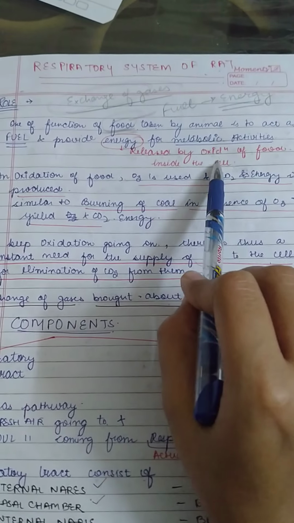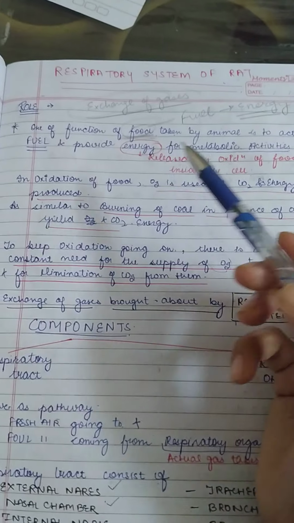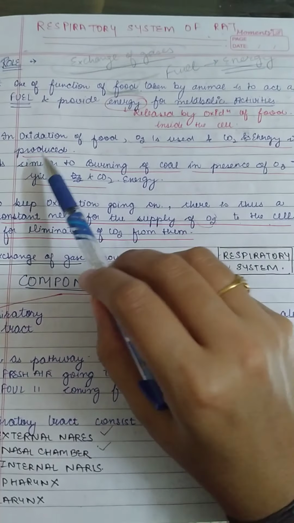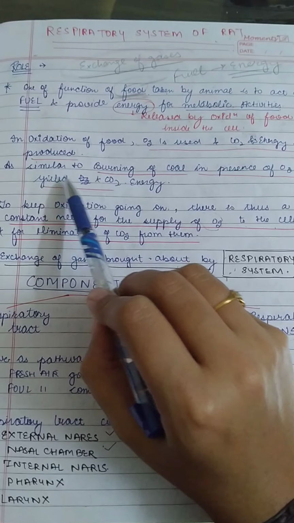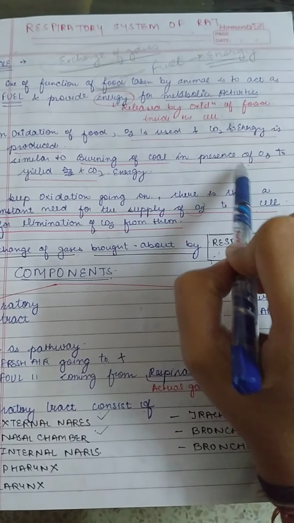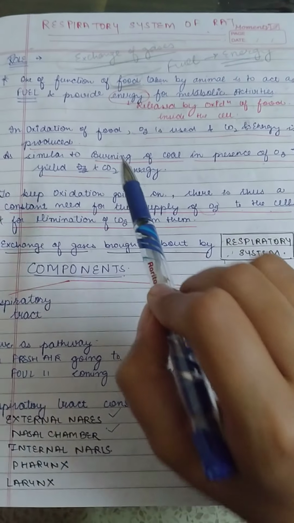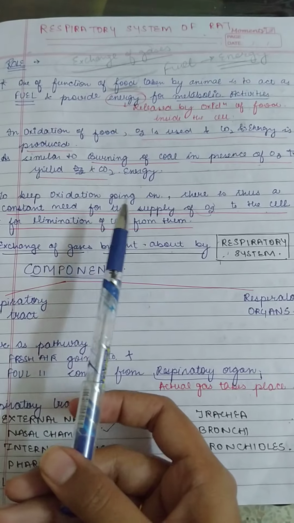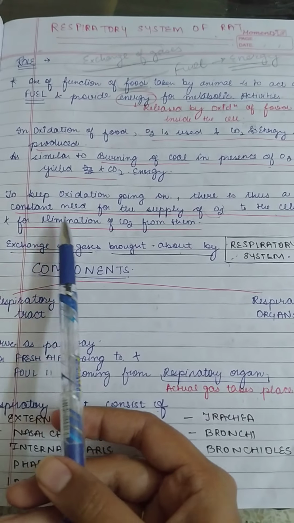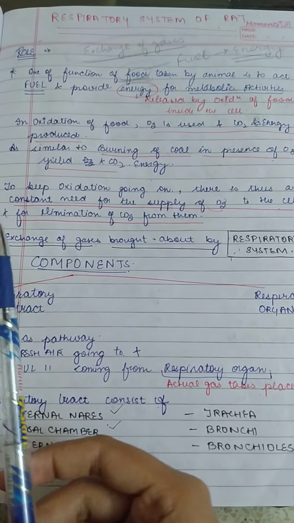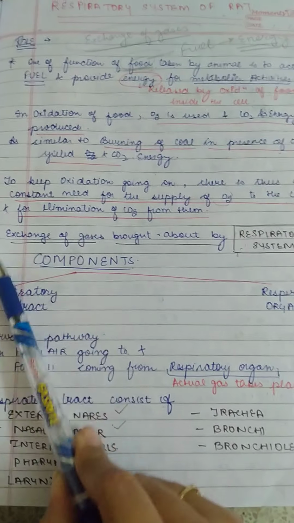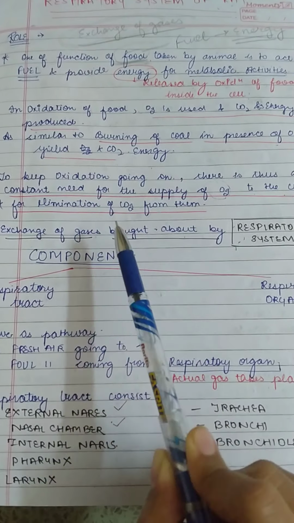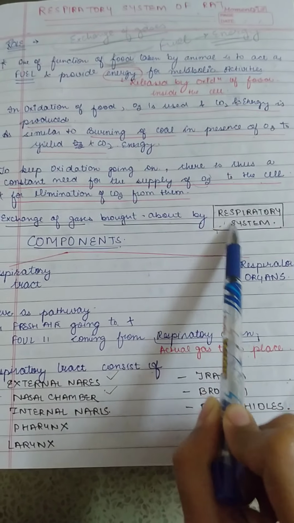Energy is released by the oxidation of food inside the cells. Similarly, in oxidation of food, oxygen is used and carbon dioxide and energy is released, as in the burning of coal in presence of oxygen to yield carbon dioxide and energy. To keep the oxidation going on, there is thus a constant need for the supply of oxygen to the cell and for elimination of carbon dioxide from them. Hence, exchange of gases, that is supply of oxygen and elimination of carbon dioxide, is brought about by the respiratory system.